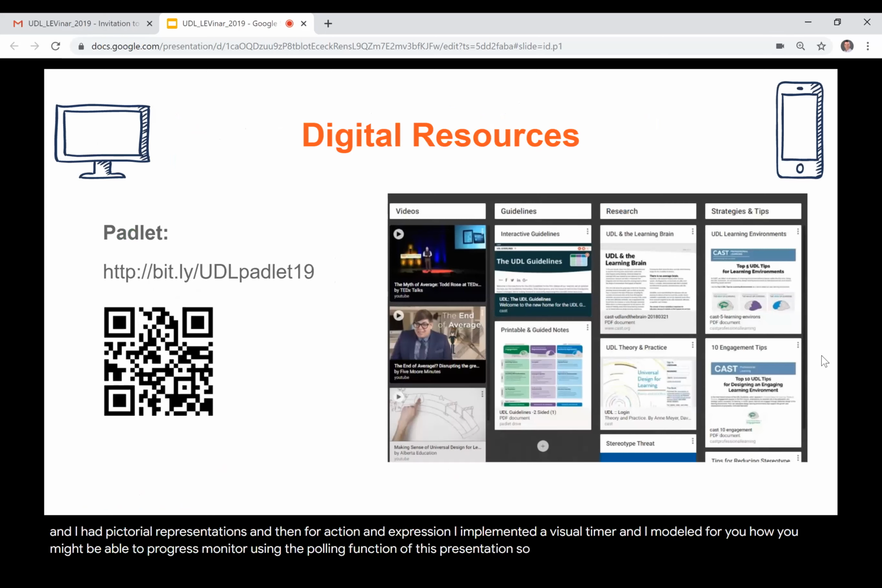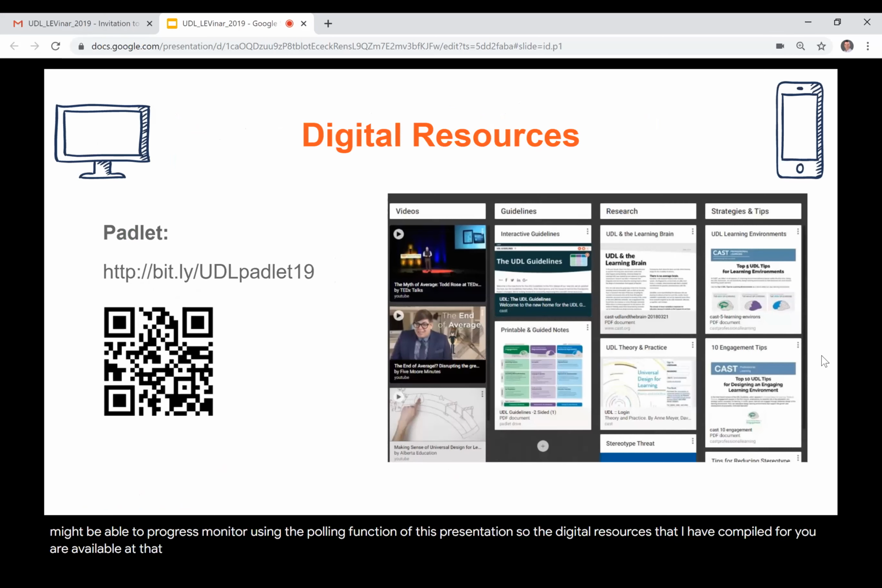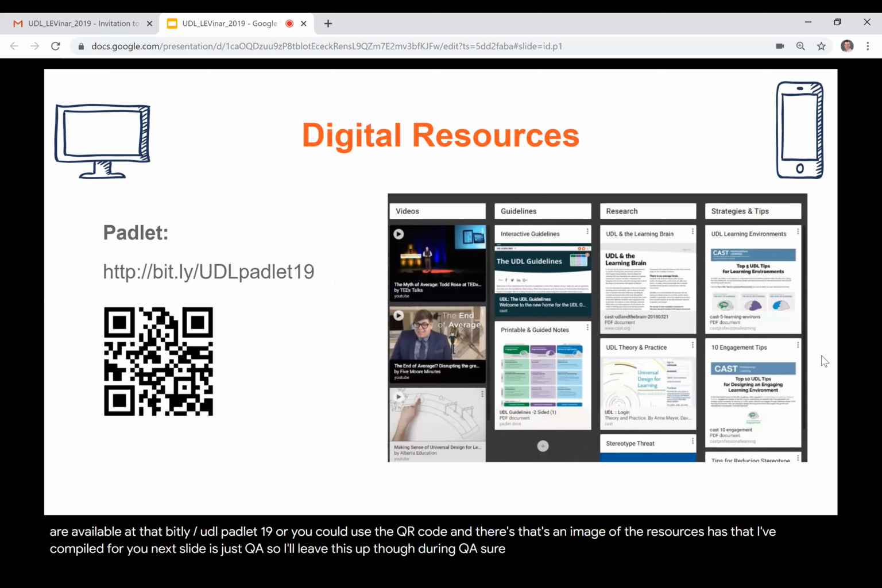The digital resources that I have compiled for you are available at bit.ly/UDL Padlet 19, or you could use the QR code. And that's an image of the resources that I've compiled for you. And my next slide is just Q&A, so I'll leave this up though during Q&A. Sure. Does that make sense? Okay. Absolutely. And I'm passing it back over to Eric.